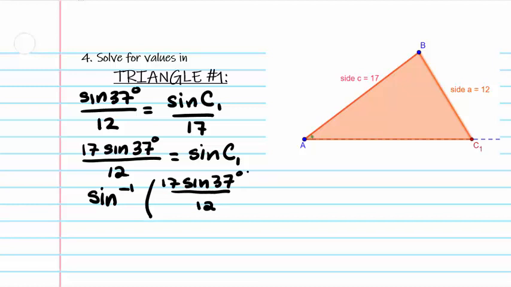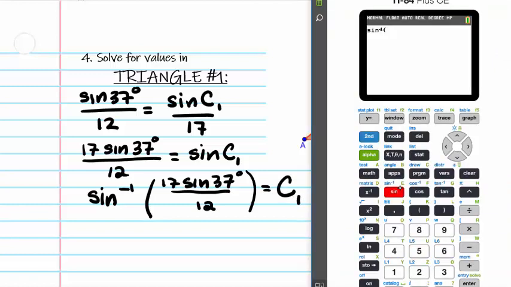So I take the inverse sine of that ratio, and it's going to tell me what angle produced that value. So let's go ahead and get our calculator out, and I'm going to do sine inverse, and I'm just going to type this all in at the same time. 17 sine 37 divided by, see that's the numerator, so I want to make sure I closed that parenthesis, divided by 12. And now I'm going to close the parenthesis for the sine inverse function and hit enter. And it tells me that angle C1 is 58.49 degrees.